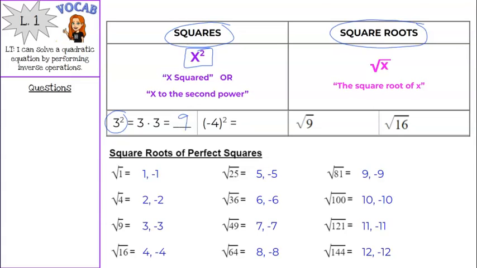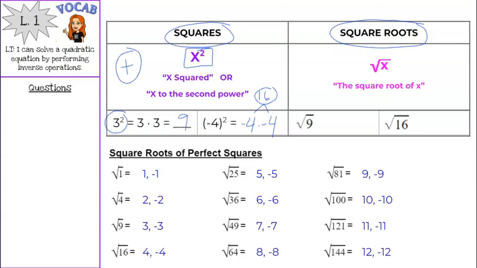We can also do that with negative numbers. So negative 4 squared would be negative 4 times negative 4. A negative times a negative is a positive, and that would be 16. So something that is squared always comes out as positive, because when we multiply a positive times a positive, we get a positive, or if we multiply a negative times a negative, we get a positive.